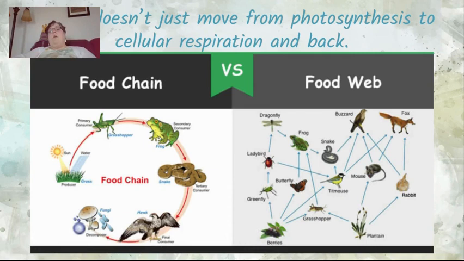A food web is a little more complex. It shows not just the grasshopper being eaten by the frog. It shows that, well, that frog also eats butterflies and dragonflies and a variety of other insects. And that frog doesn't just get eaten by snakes. It might get eaten by a bird instead. And grasshoppers don't just eat grass. They eat whatever vegetation is available.